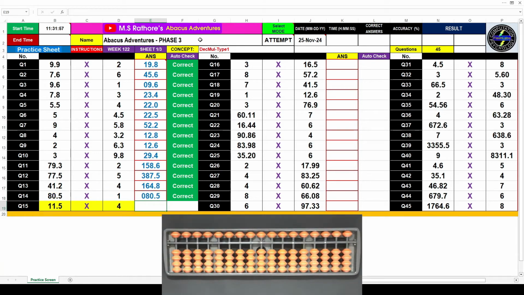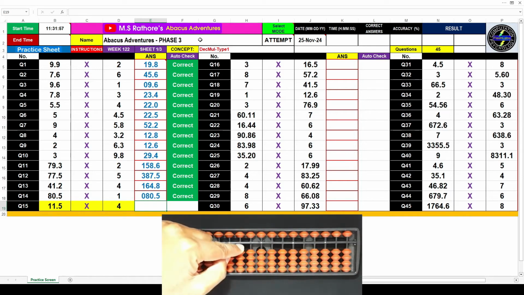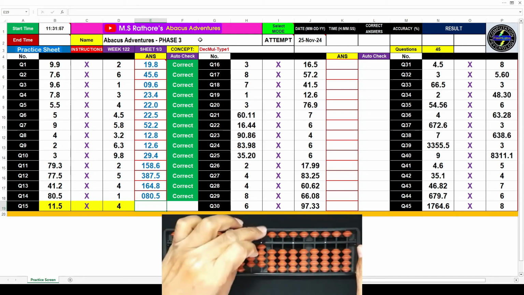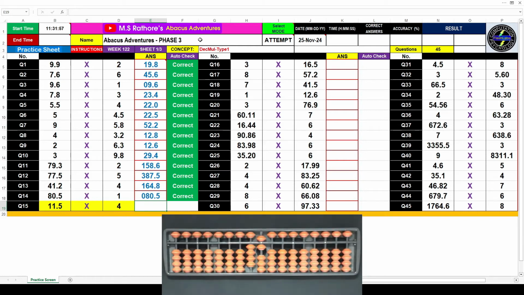Question number 15, 11.5 multiplied by 4, rod number 3. 4 ones are 04, shifted, 4 ones are 04, shifted, 4 fives are 20, and the answer is 046.0.